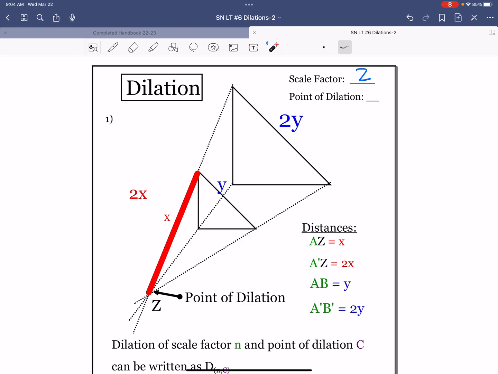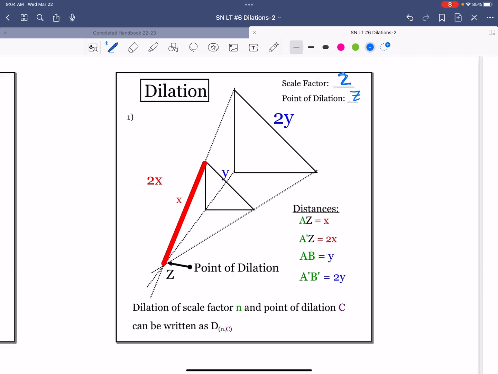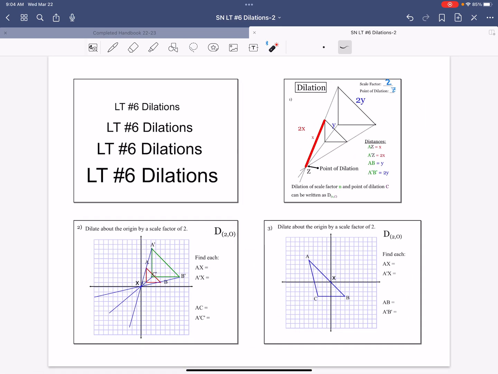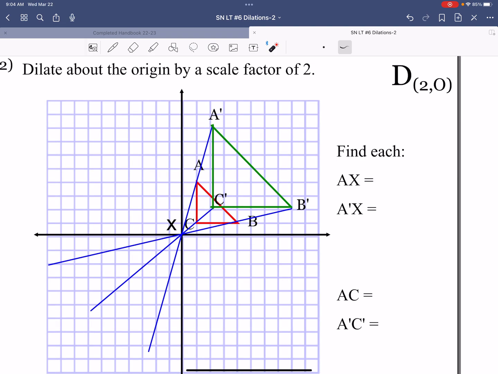So there's two things going on. You've got the point of dilation, which in this case is Z, and the scale factor is 2. So those are the two things we'll be looking at. The other thing I want to highlight is notice how from the point of dilation it acts like a sun ray, and it's going through the pre-image to the image point, through the pre-image to the image point. That happens all the time. Look at this. We've got the sun ray happening through the pre-image to the image point. Same thing is happening with the others.